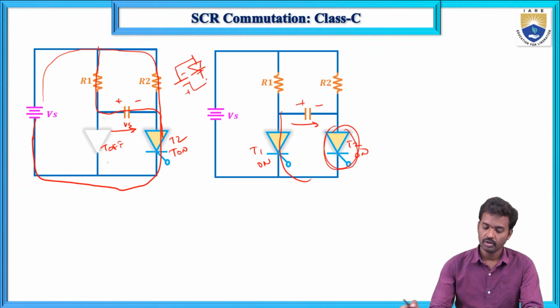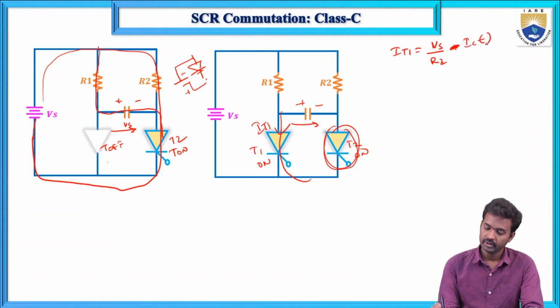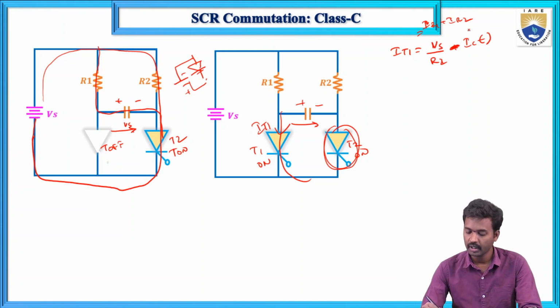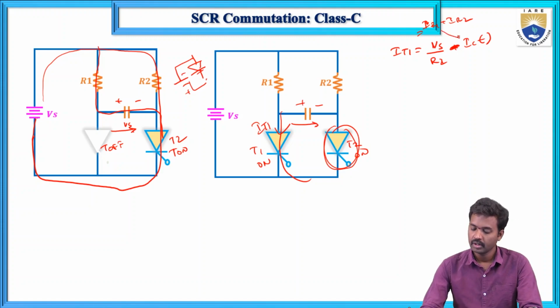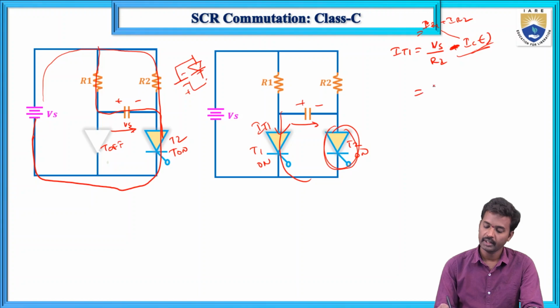For that case, I need to calculate IT1. IT1 equals Vs/R2 minus IC(t), that is, the R1 branch current plus the R2 branch current. So this is minus IC(t) and Vs/R2, and this value equals Vs/R2.